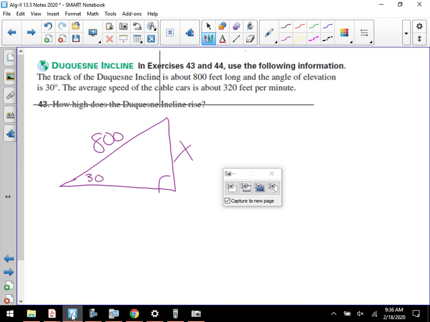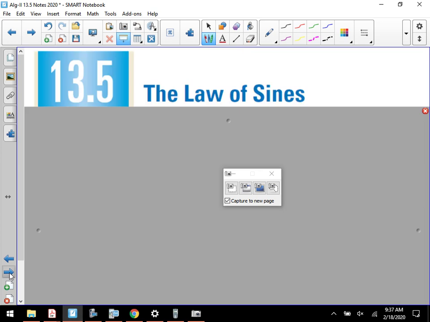30, 60, 90. So across from 30 is half of what it is across from the 90. What's across from 60? Each problem is different. You either divide or multiply, depending on what you're looking for.